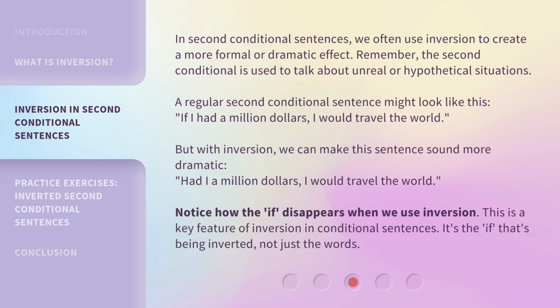In second conditional sentences, we often use inversion to create a more formal or dramatic effect. Remember, the second conditional is used to talk about unreal or hypothetical situations. A regular second conditional sentence might look like this: "If I had $1 million, I would travel the world." But with inversion, we can make this sentence sound more dramatic. "Had I $1 million, I would travel the world."